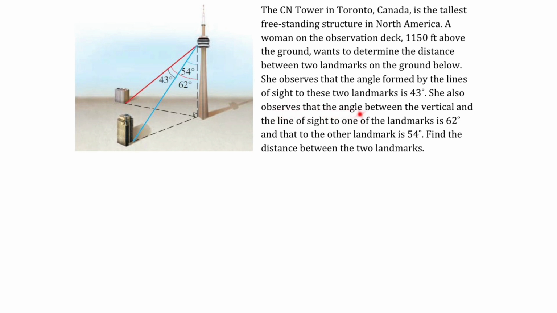She also observes the angle between the vertical line of sight to one of the landmarks is 62 degrees. So that's this red one. And the other one is 54 degrees. So this angle here is 54 degrees. So we want to find the distance between these two landmarks. So we have to first find this blue line and this red line.